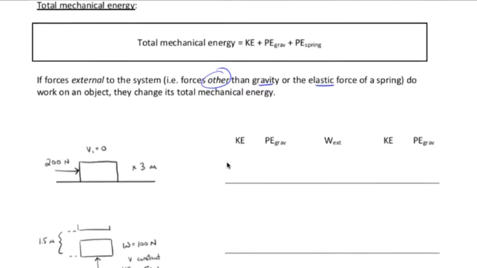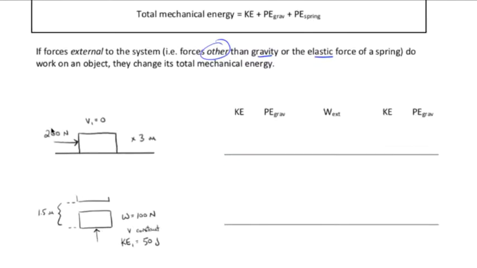Let's take a look at a couple of examples. Here we have a 200 Newton force acting on a box that's initially at rest and pushing it through a displacement of 3 meters. Let's draw bar graphs of the different energy and work over here. So if it's initially at rest, its kinetic energy is 0. And if I make the reference height the ground that it's on, then its gravitational potential energy is also 0. And because it's not going up or down, its final gravitational potential energy is 0 as well.